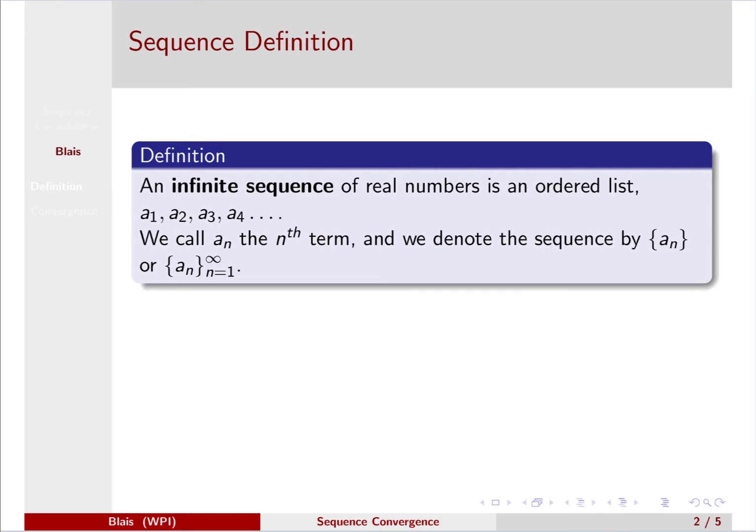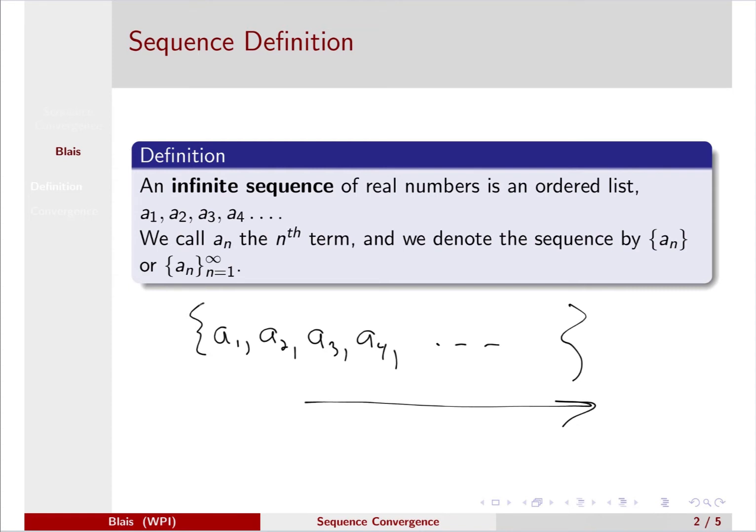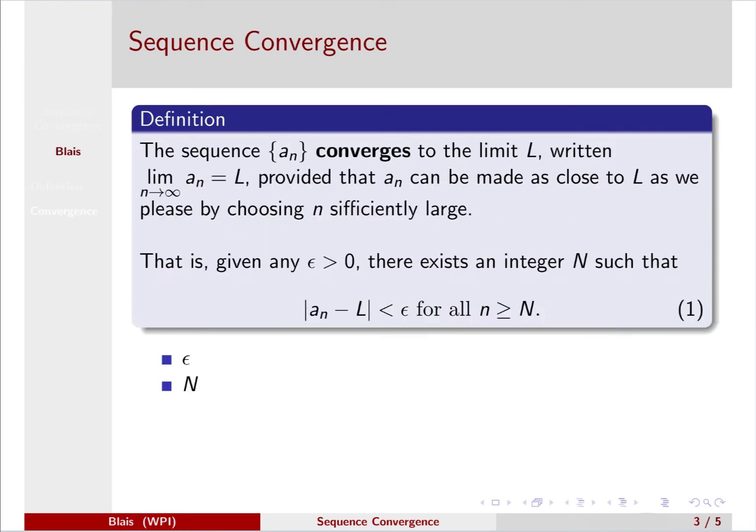And the question we now have is, as you look at your list, and as you go further and further down the list, what does it mean for those numbers to be converging to something, to converge to a limit? And we use the following definition.